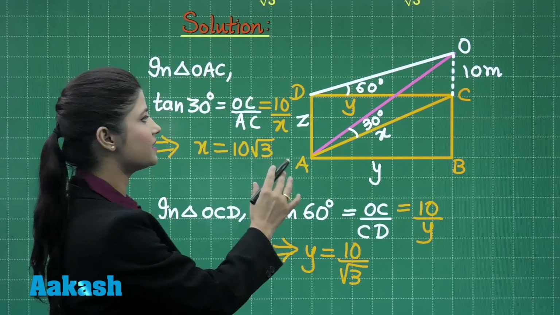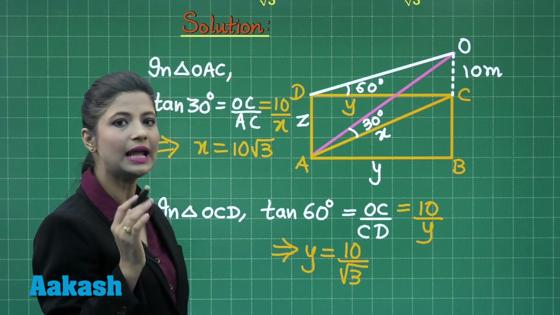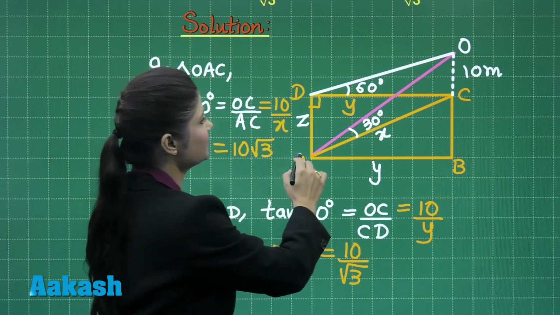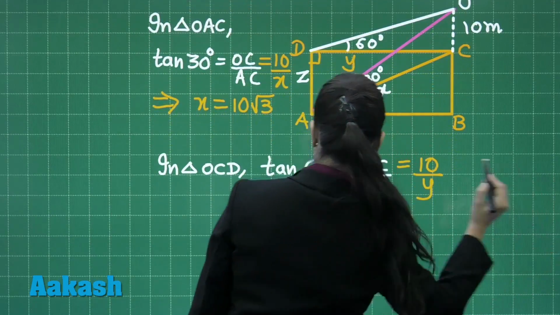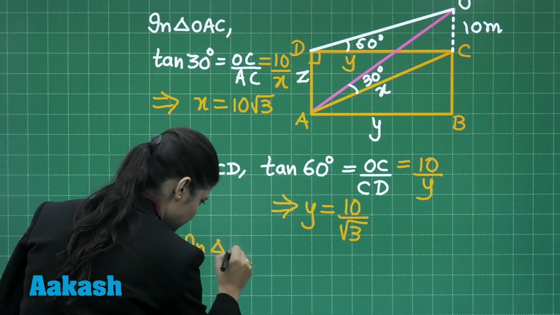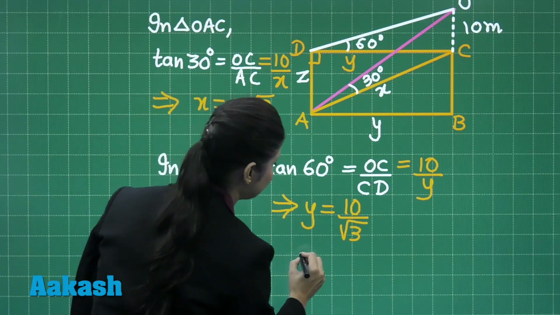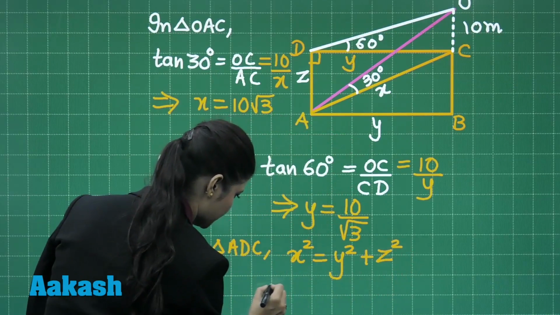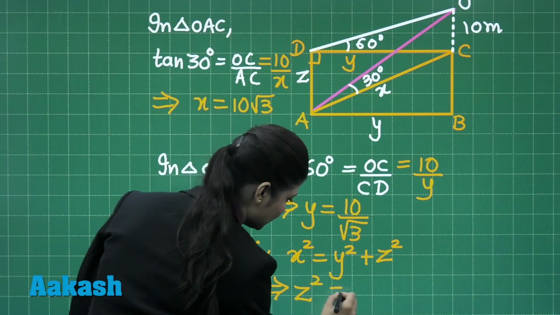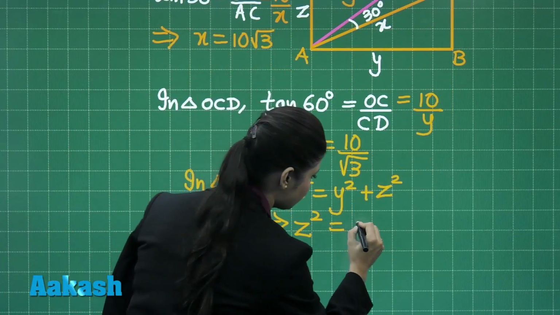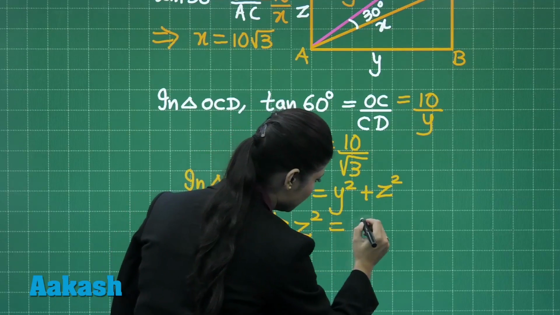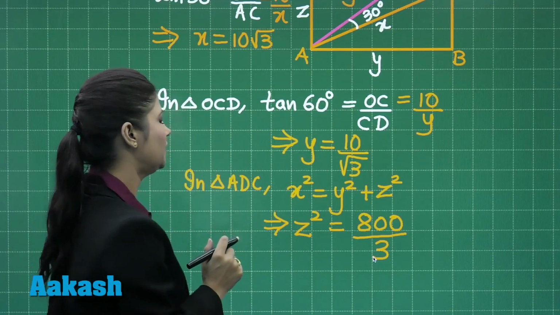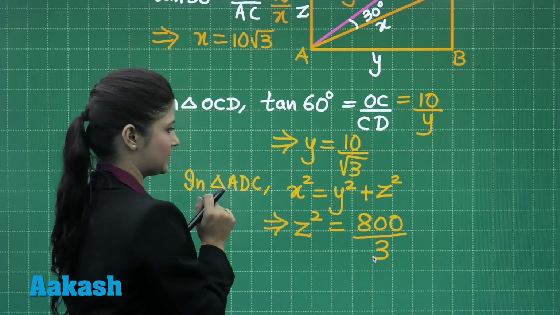Now, as you know the value of X and Y, and this is a rectangular field, this is definitely a right angle triangle. So you can apply Pythagoras theorem in triangle ADC, and you can write that x square is equal to y square plus z square. On further solving that, you get that z square is equal to x square minus y square, that's why z square is equal to 800 upon 3, because you have substituted the value of x and y.